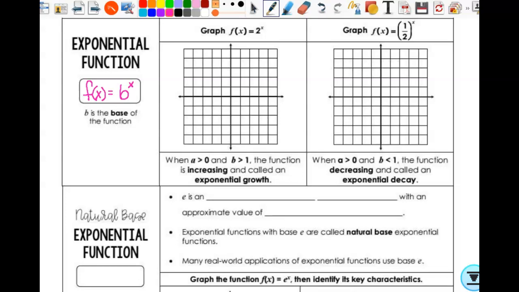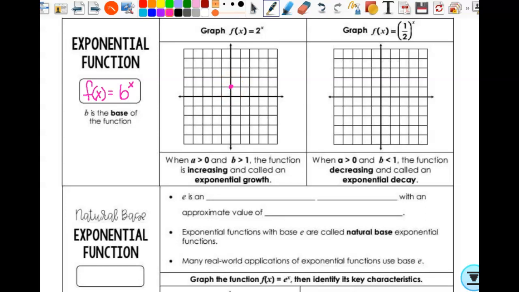So if we start with f of x equals 2 to the x power, which is a lot of times what's used as the generic parent function for it, let's graph some points. So we're going to get our anchor points, and we're substituting them into the parent function here. If I substitute 0 in, I get 2 to the 0 power. What is 2 to the 0 power? 1. Anything to the 0 power is 1.